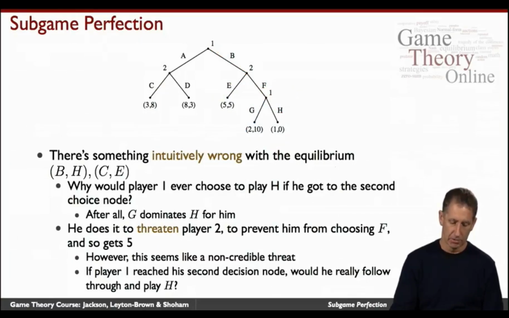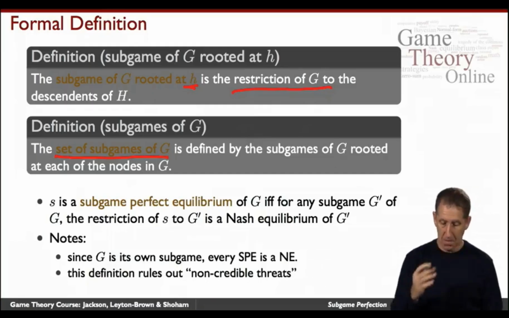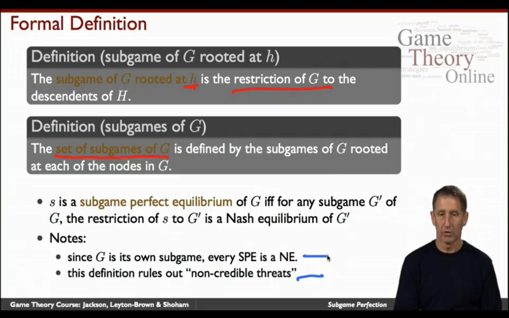And so we see that in fact that captures the intuition of non-credible threat. Notice also that one special case of a subtree is the entire tree. So a subgame perfect equilibrium has got to also be a Nash equilibrium.